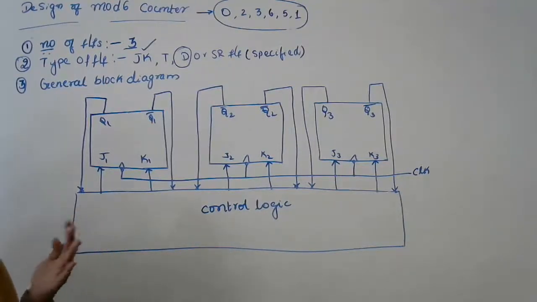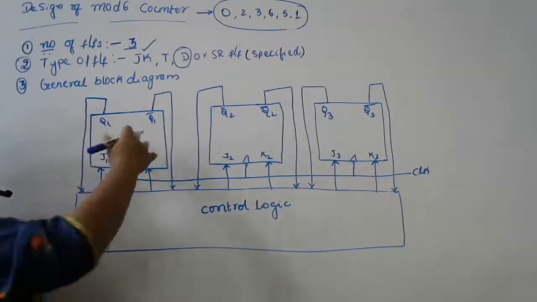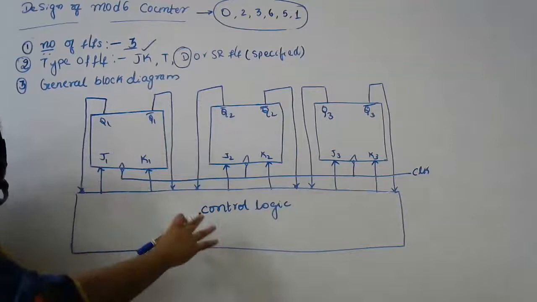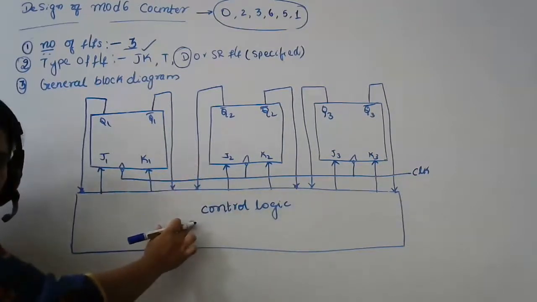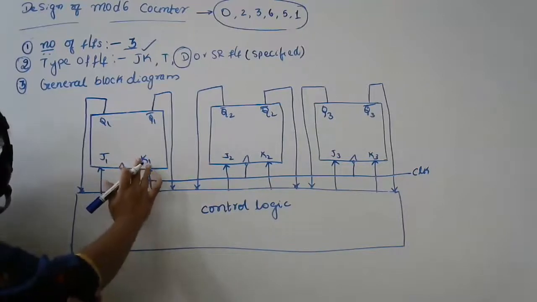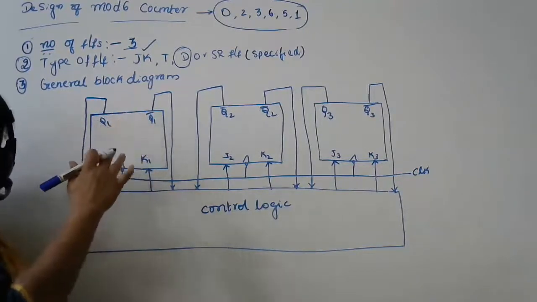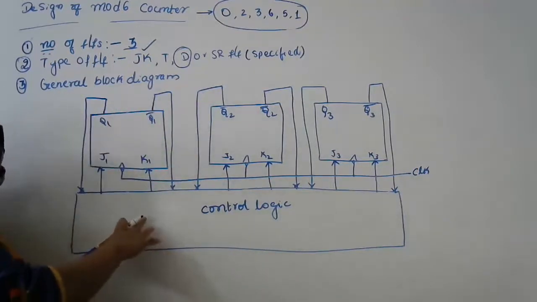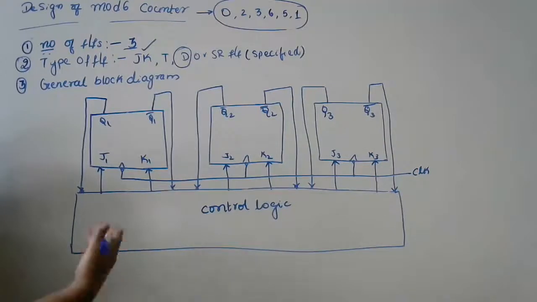So from 0, I want to move to the next state. If I want to generate my output to be 0, what's the input I am supposed to give to my J and K? That will be decided by my control logic and it will give an input. According to that input it will get an output. That output will be again given back to the control logic, so that the control logic is going to decide what will be my next state.